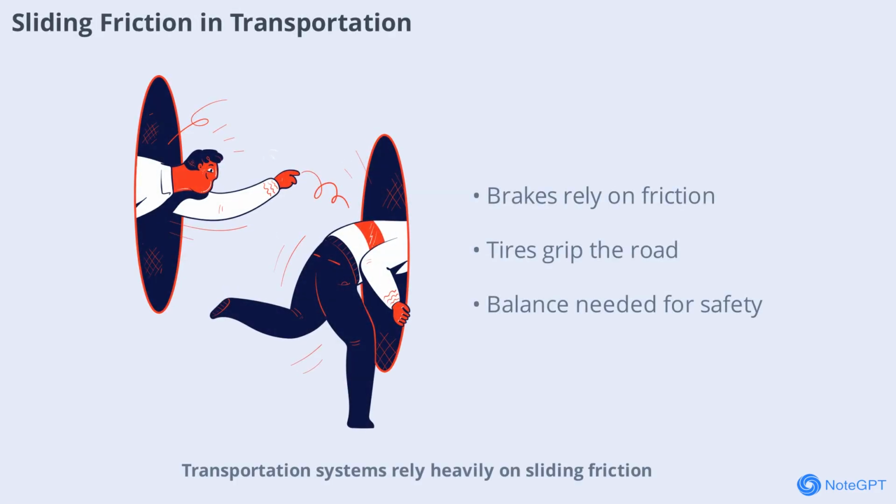Transportation systems rely heavily on sliding friction. Car brakes use friction to slow down vehicles, while tires grip the road to prevent skidding. On the other hand, trains and roller coasters use special materials to reduce friction and increase speed. Engineers must balance friction for safety and efficiency. Too much friction can cause wear and tear, while too little can lead to dangerous accidents. That's why understanding sliding friction is vital for designing safe and reliable transportation.